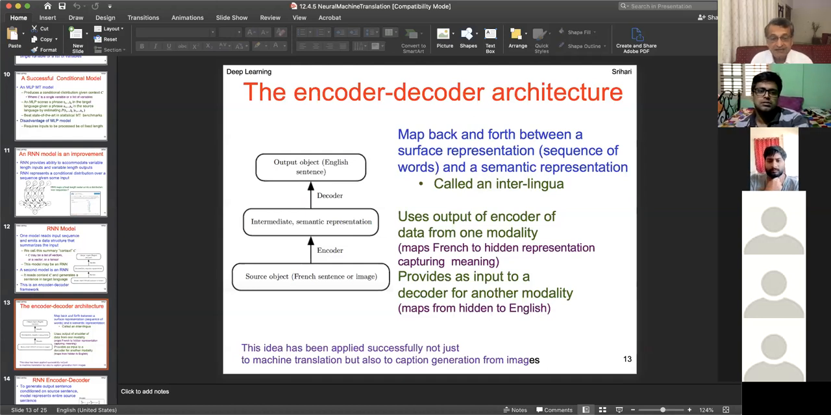So this idea, the encoder-decoder architecture, has been applied successfully, not just to machine translation, but also to caption generation from images. There are very sophisticated systems today where you just take a picture with your camera, and it generates a description of what you just took a picture of. That's called caption generation from images. Okay, all right, go ahead, ask your question.